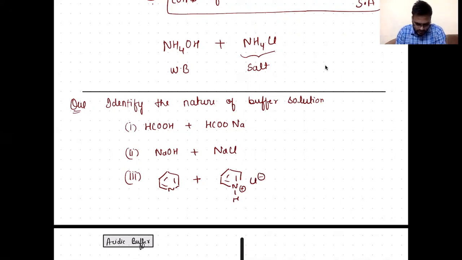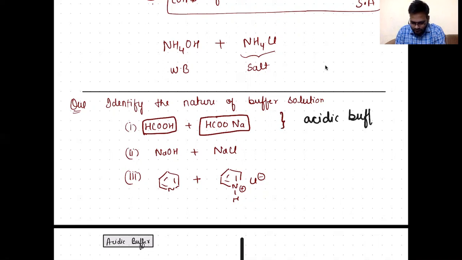Out of these three, let us discuss the first one. HCOOH is a weak acid, and this is its salt with a strong base. So a weak acid and its salt with a strong base will give an acidic buffer. Okay, the first one is acidic.